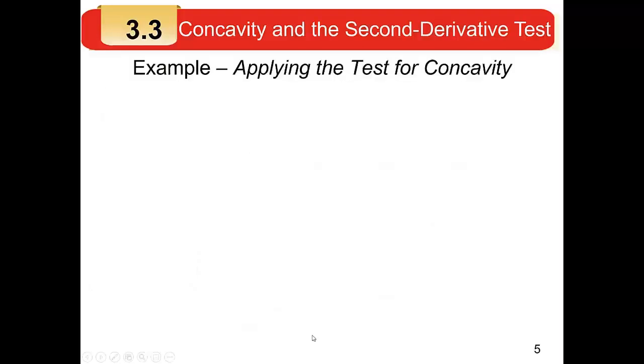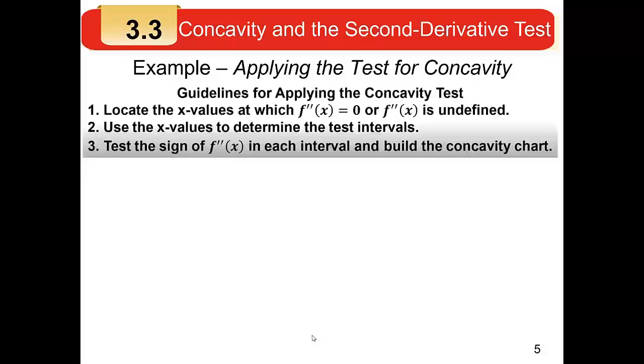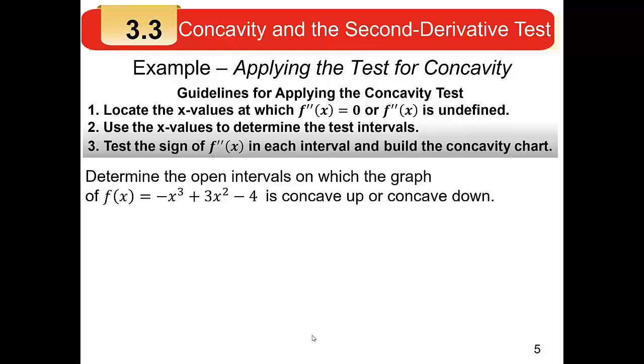Let's look at a simple example which shows us how this test for concavity works in practice. Suppose I start off with the guidelines that we just talked about, locating the x values where the second derivative is 0 or undefined, using those x values to find our test intervals, and then testing those signs in those test intervals to build the concavity chart. Those are the things we talked about doing. Let's apply them to a really simple problem.